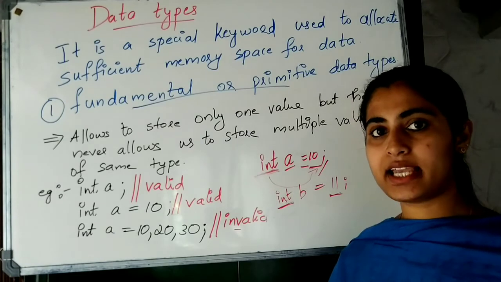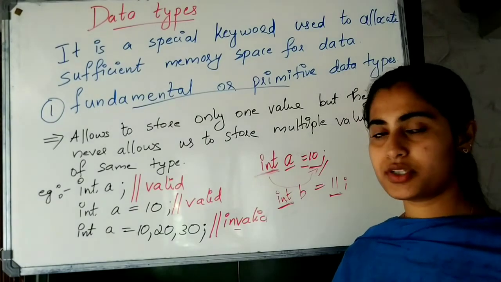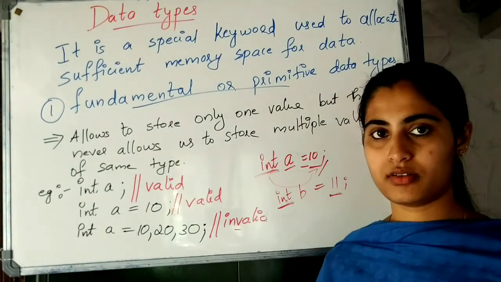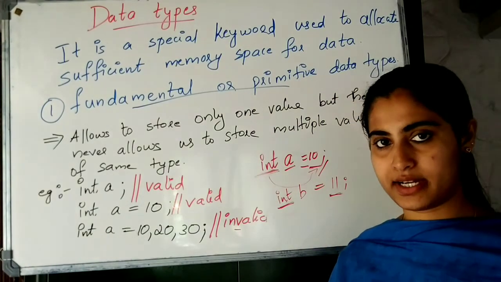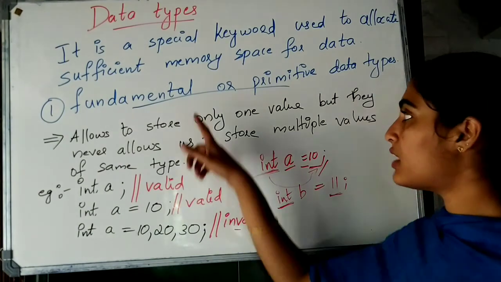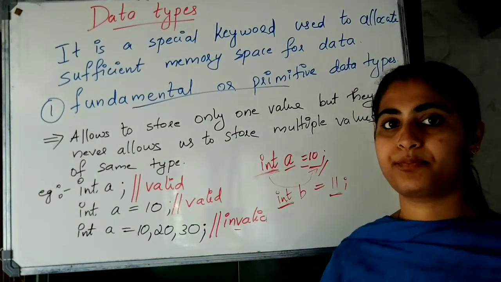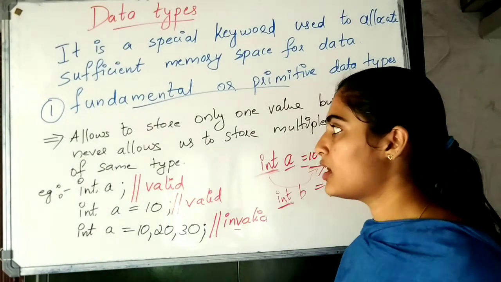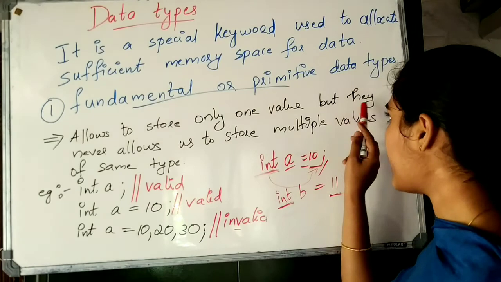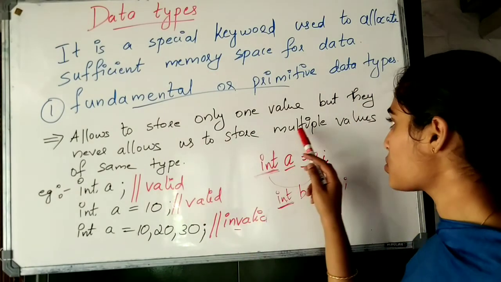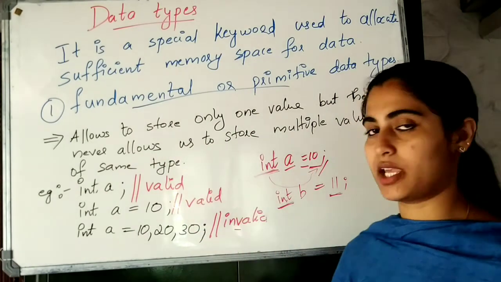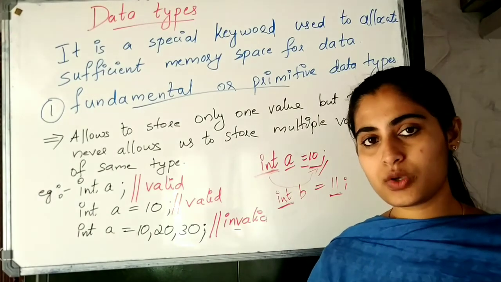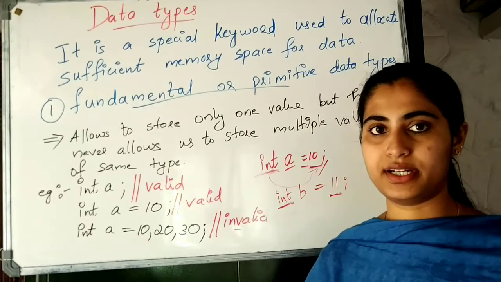There are three categories of data type. The first one is fundamental or primitive data type. Now let us see what we mean by primitive or fundamental data type. It allows us to store only one value, but never allows us to store multiple values of the same type. Fundamental or primitive data types allow us to store only one value at a time.